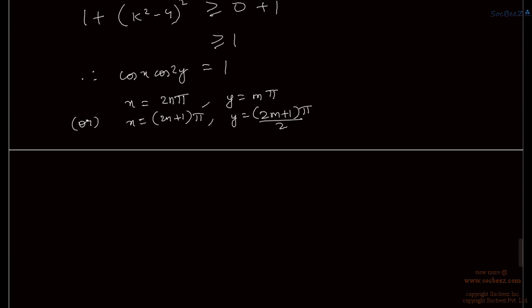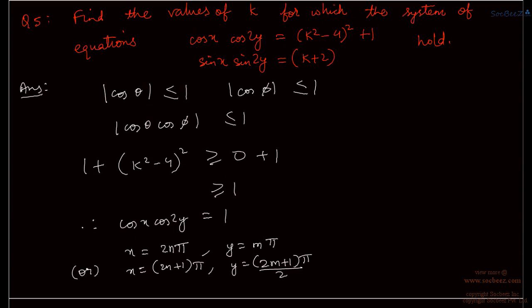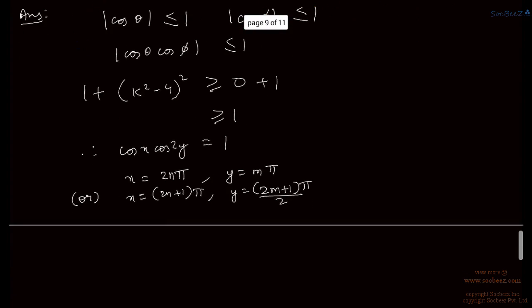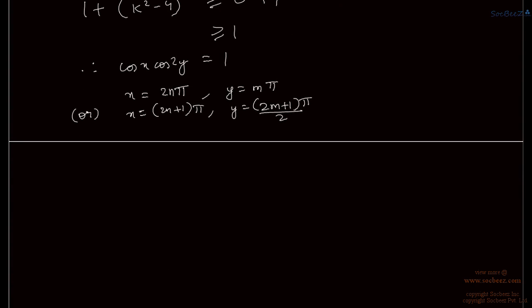So let's see now. So sin x into sin 2y is equal to k plus 2, right? So let's see how we can put these equations here. Now sin x into sin 2y. Now suppose x is 2n pi, sin of 2n pi is 0, and so is sin of (2n plus 1) pi, right? So this is always equal to 0 actually.